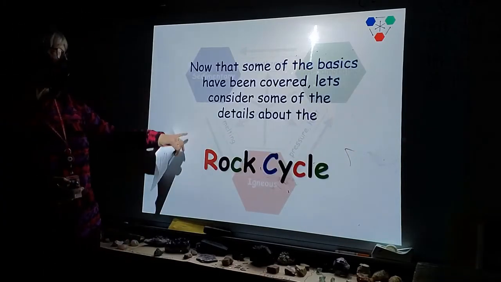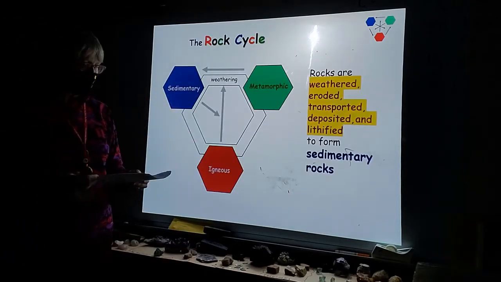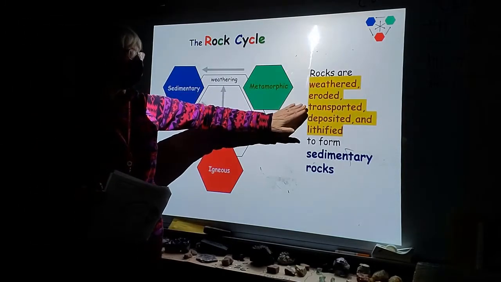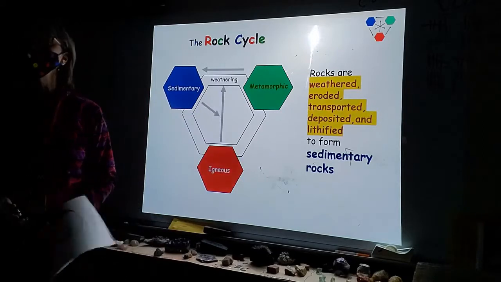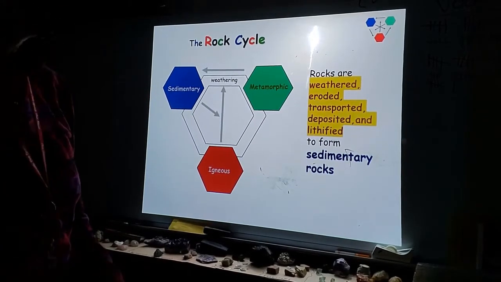Okay, now we have some of the basics. We're going to talk more about the rock cycle itself. Back to this. On your sheet, there's a little wavy box. You put the yellow part in here. Rocks are weathered, eroded, transported, deposited, and lithified to form sedimentary rocks. You put in the yellow, please. Okay, so we know these words.